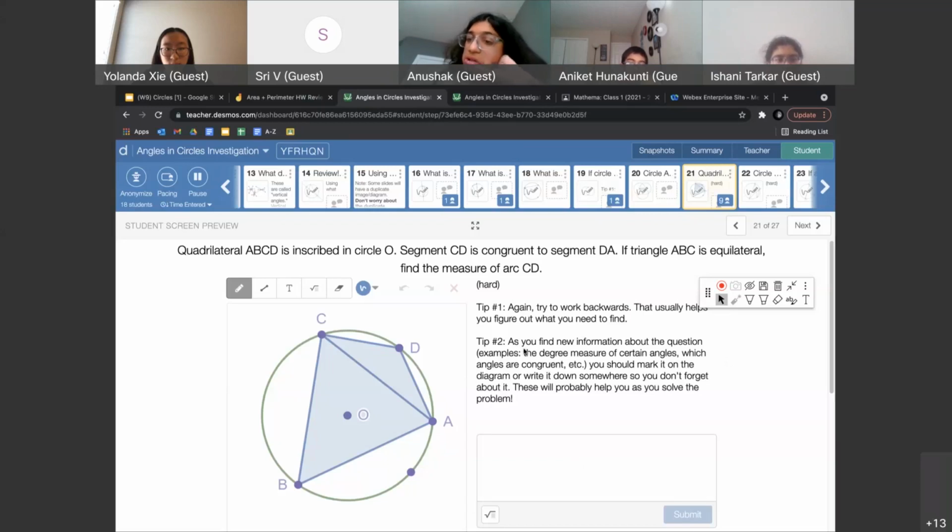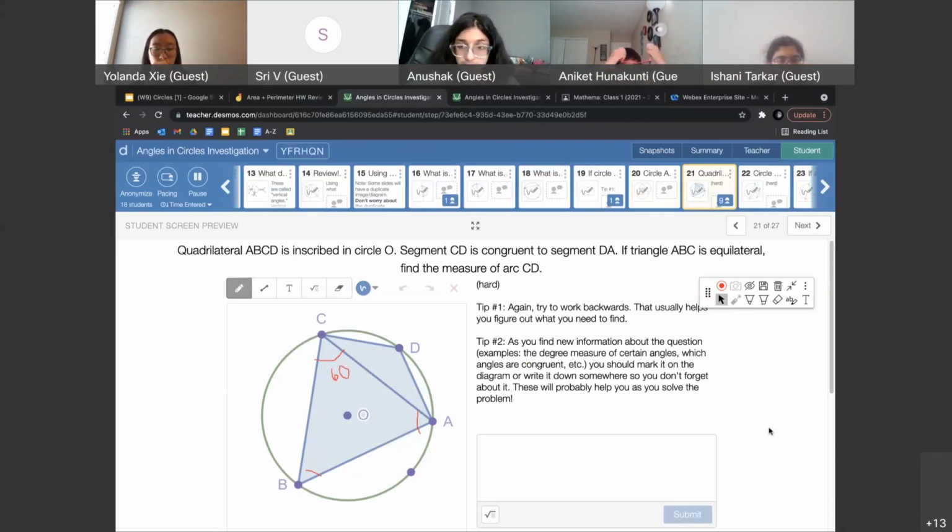Okay, so this is relatively hard to understand, so I will explain it. We know that triangle ABC is equilateral. So what that means is that this angle, and this angle, and this angle are all equal to 60 degrees, right? So let's just write 60 here. We know this because it's an equilateral triangle.